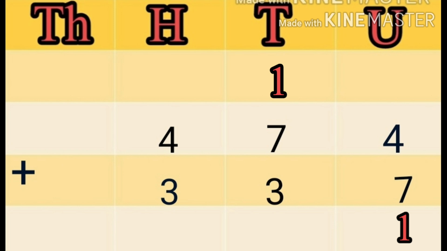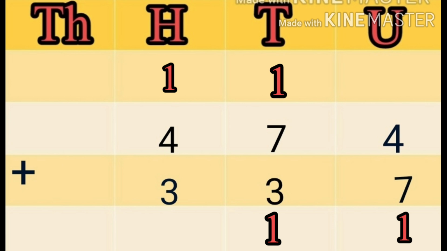In 11, 1 is on the unit place and 1 will carry forward to the 10 place. Now we will add the 10 place digits, that is 7 plus 3 becomes 10, plus 1 equals 11. 1 will be written on the 10 place and 1 will carry forward to the 100 place.